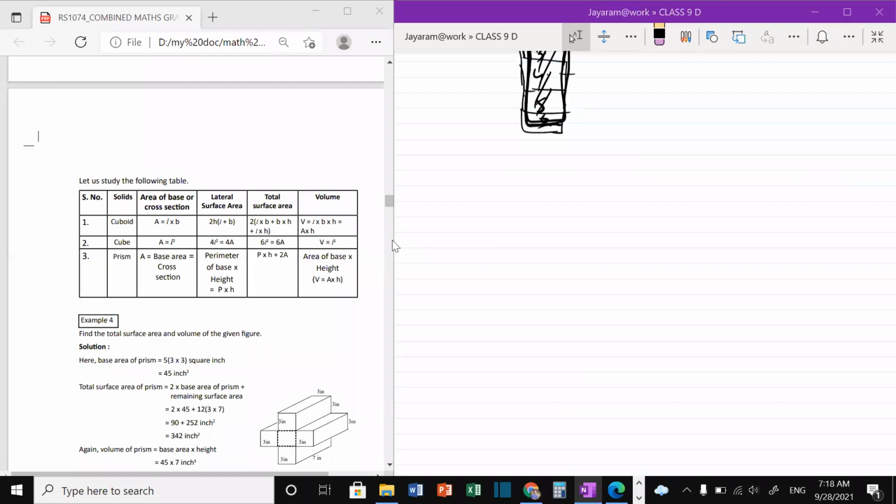Now we're going to write the formula for this lateral surface area. Lateral surface area, we call it LSA, will be equal to the perimeter of the base multiplied by height, that will be equal to P into H.